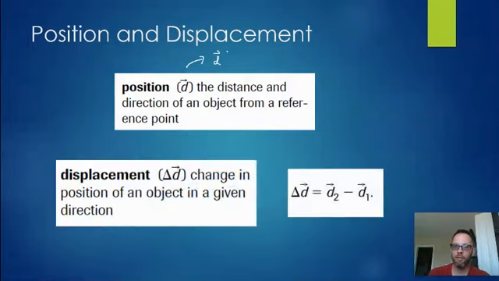Displacement is a change in position. So displacement is kind of like a distance traveled and a direction. And so you would get that by subtracting your final position minus your initial position. And we're going to do an example of that in just a moment.